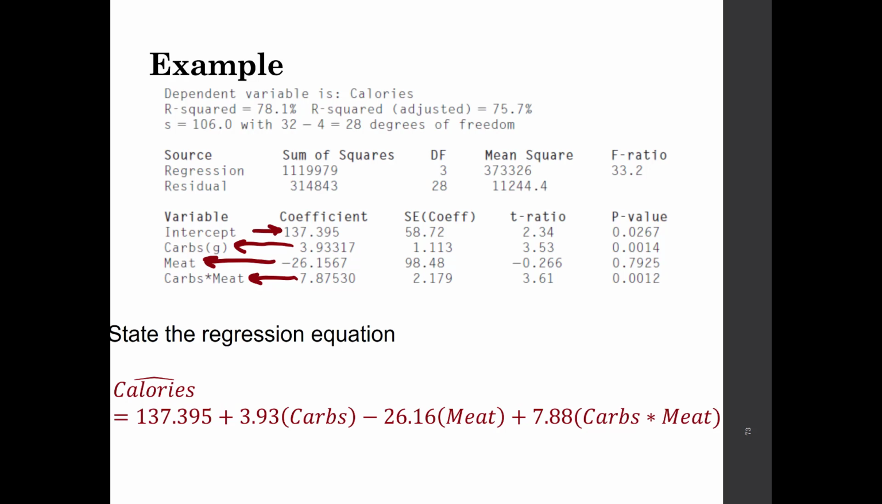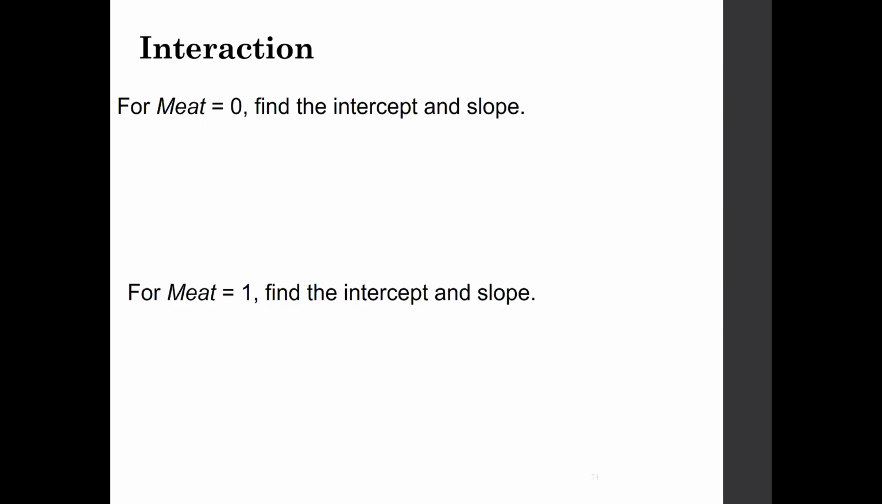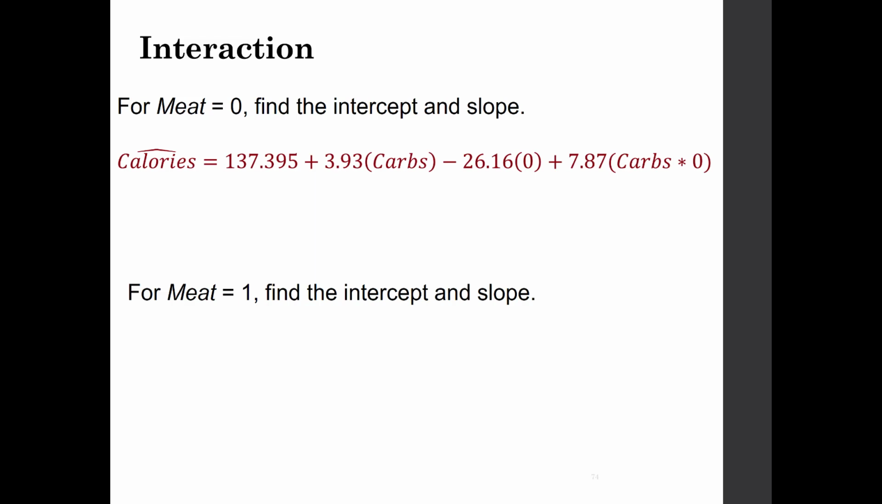So let's take a look at what it means for meat to be 0. Find the intercept and the slope. So we take our regression equation, which we just looked at a minute ago, and we plug 0 in for meat, anywhere it shows up in the model, and we get that estimated calories is 137.395 plus 3.93 times carbs, because those last two terms go away since they're multiplied by a 0.